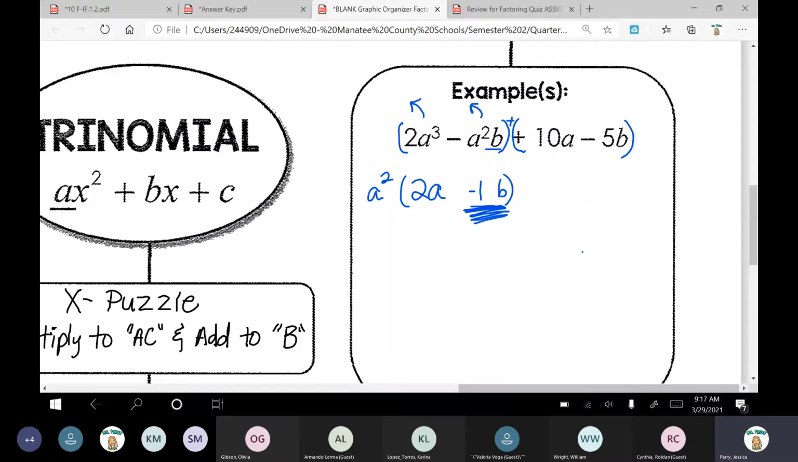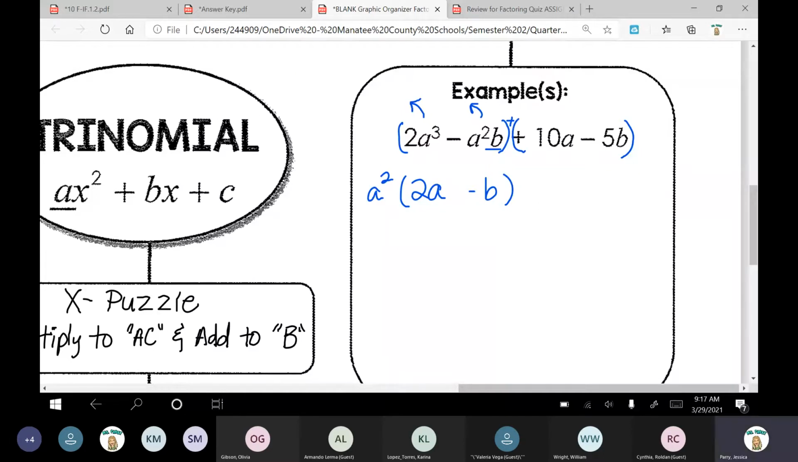And then from there, go one step further. Can we erase that 1? Well, yeah, the coefficient of 1 is invisible. Okay, so if I erase it, I'm going to scoot this b over. We have negative b. We know in our head there's an invisible 1. I just erased it, so that's why it's gone. Okay, so once we simplify, that's what we have, the a squared parentheses 2a minus b.